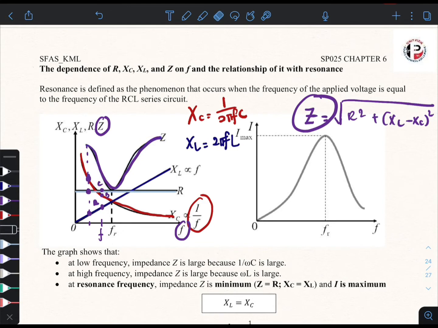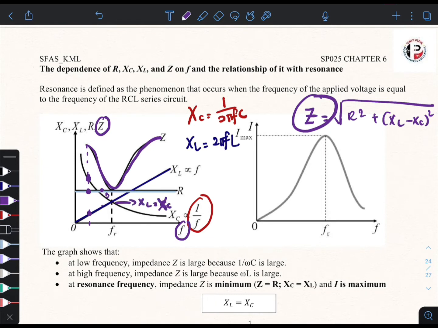Alright, so at one particular point kita akan ada your XL dengan XC bersentuh, which means they are going to have the same value at this point. XL here is equal to your XC.